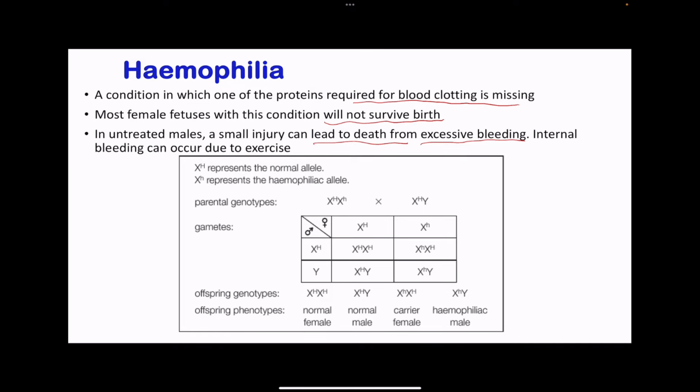So let's look at the genetic cross that could occur in cases of hemophilia. So here we see a carrier female and we see a normal male. Carrying out a genetic cross, the gametes for the male are that and that, while the gametes for the female are that and that. So here we see a normal female, a carrier female, a normal male, and a hemophilic male. So this condition has been passed down from the mother to the male offspring.